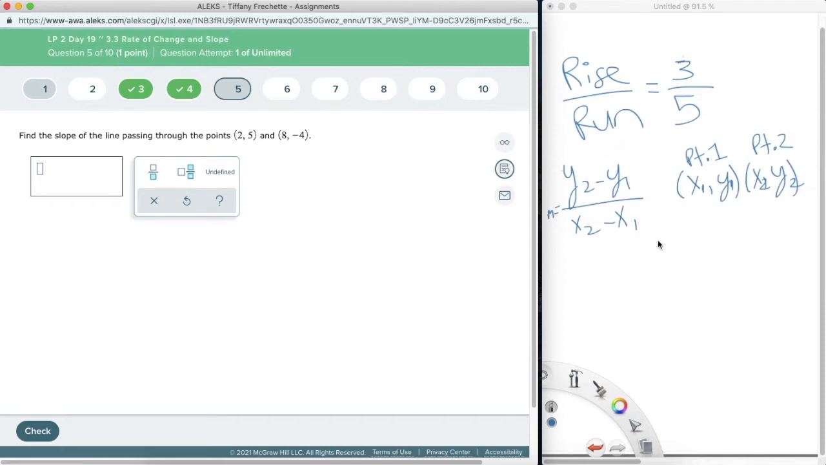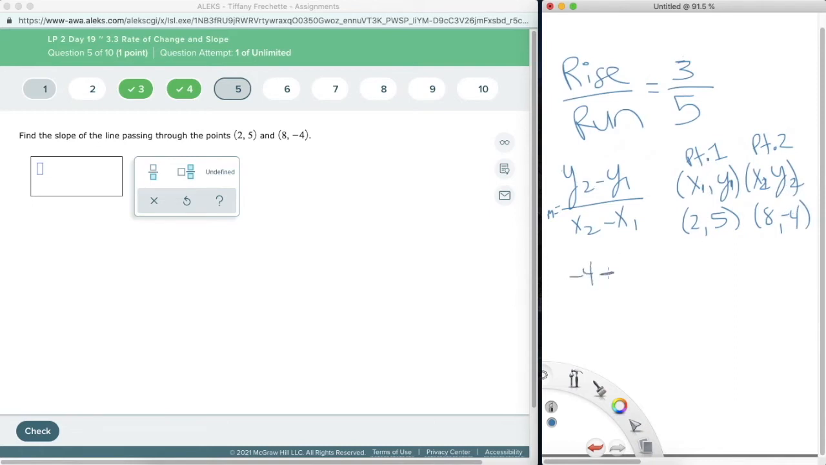So with this one, if I write these down here, I have 2, 5, 8, and -4. So now I can see if I want y2, I can go y2 and go right underneath, it's going to be -4. Minus is part of the equation here, don't change that. And then y1 is going to be 5. And now I'm going to go to the bottom, my denominator, I have x2, so here's my x-coordinate for my second point, minus x1, which is 2 in this case.